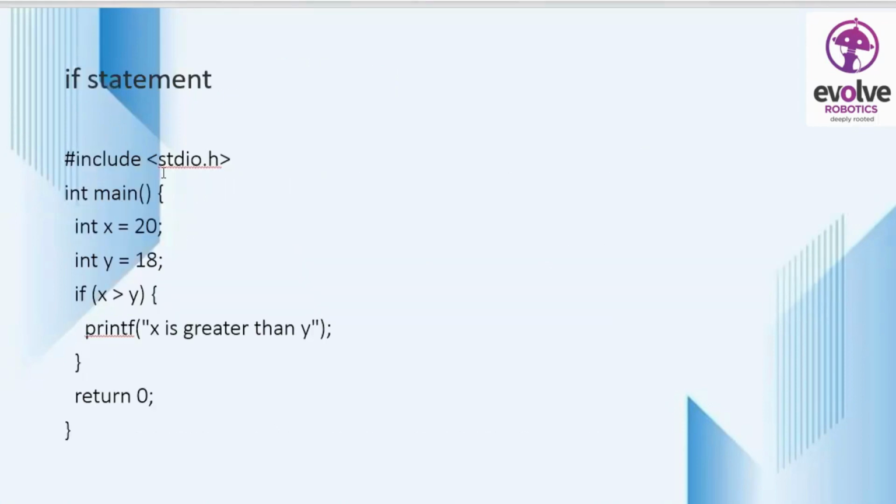Here we can see an example program. There are two variables x and y. X is assigned the value 20 and y is assigned the value 18. The condition is given with the if statement: when x is greater than y, inside the if statement there is a function for printing x is greater than y. So we know that x is 20 and y is 18. The condition is true and the code inside the if statement will be executed. That is, the output is printed like x is greater than y.